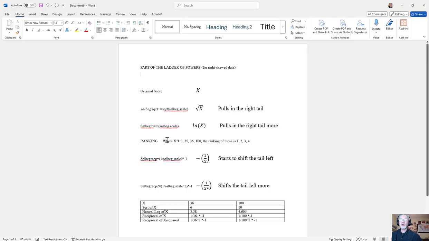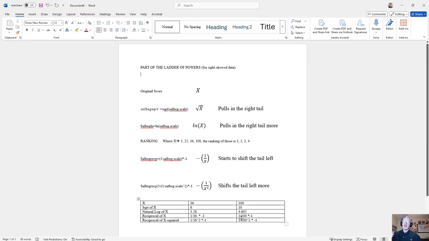There's also a ranking transformation that can be used where you take numbers like 3, 25, 36, and 100, and you just give them a rank. Say the lowest is a 1, the next is a 2, the next is a 3, the next is a 4. There's also transformations where you take the reciprocal, that is 1 over the original value. So 1 over 36 or 1 over 100.